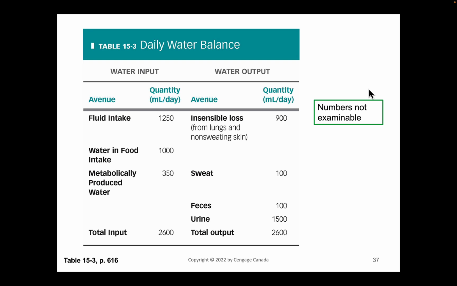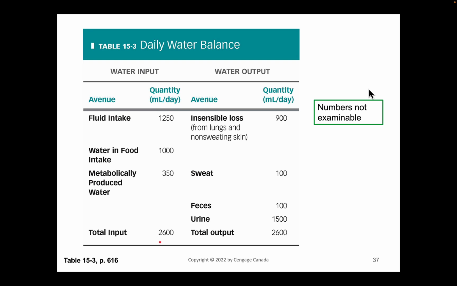All right, so let's put some numbers to this. So for our water inputs, fluid intake on average is about 1,250 mLs. So again, you don't need to be consuming the full 2.7 liters as water, about 1,250 mLs of fluids, and we get about another 1,000 milliliters from the foods we eat. We produce about 350 milliliters of water per day, which leads to a total input of 2,600 mLs.